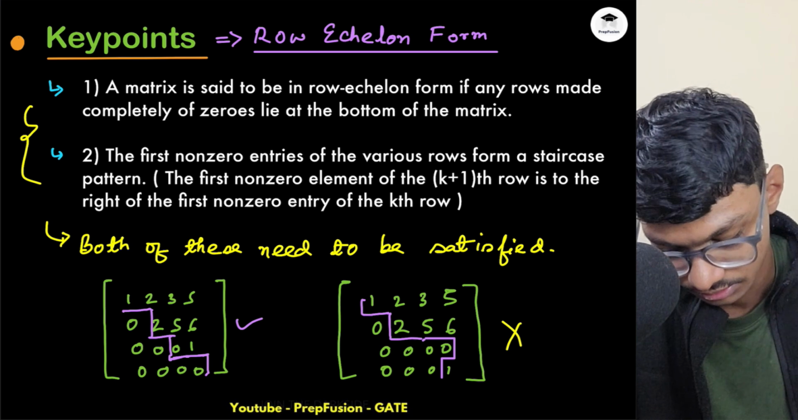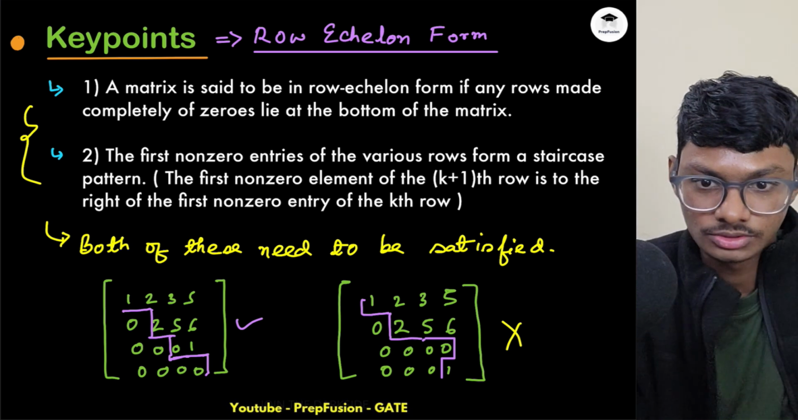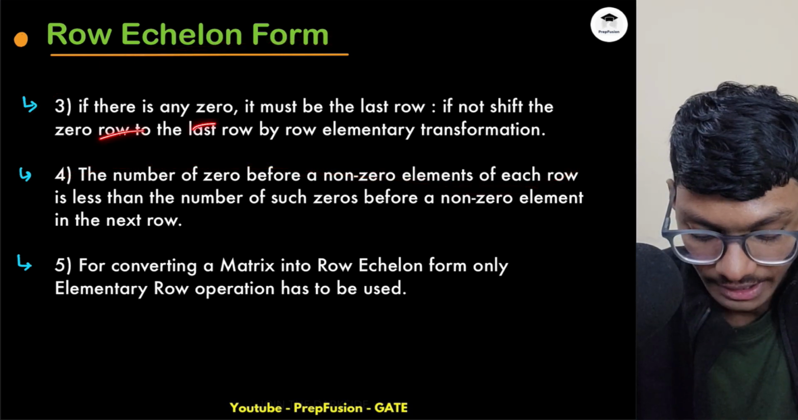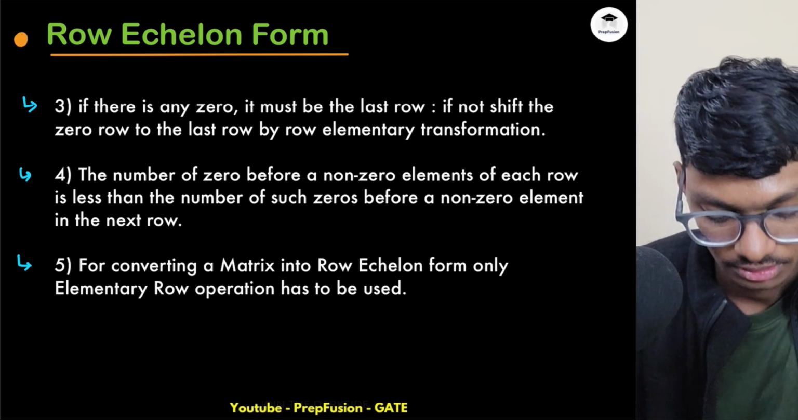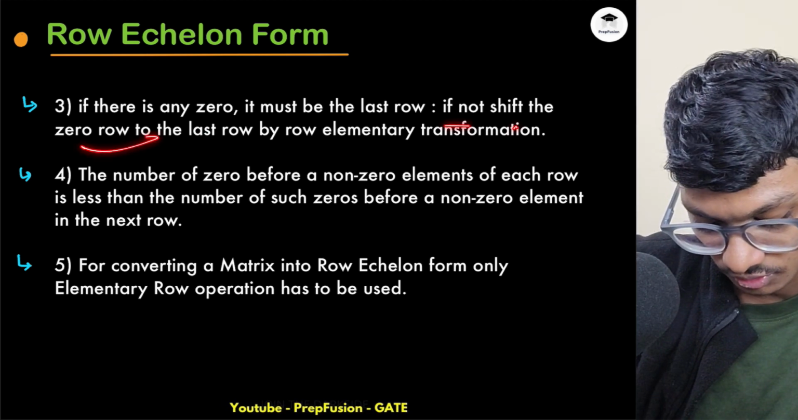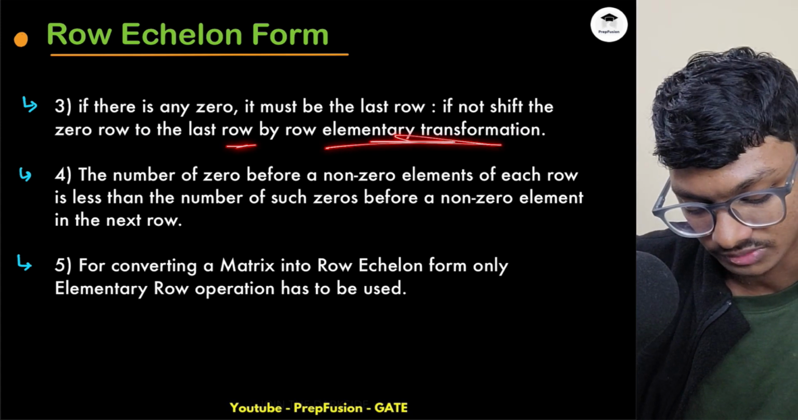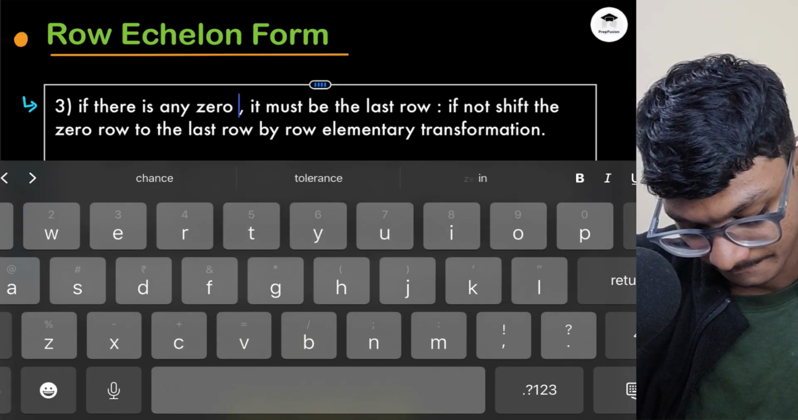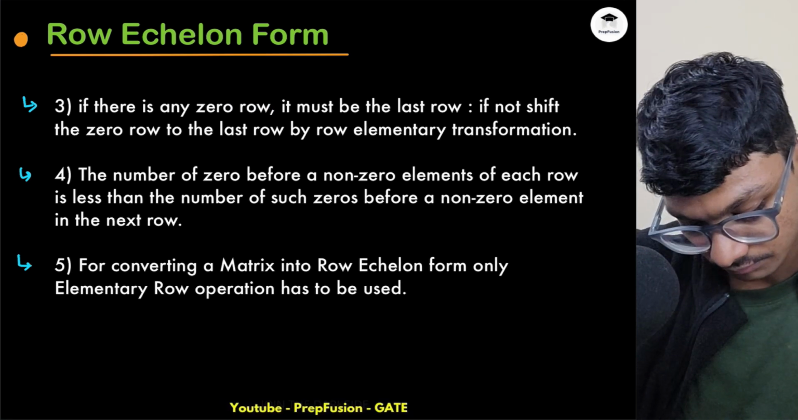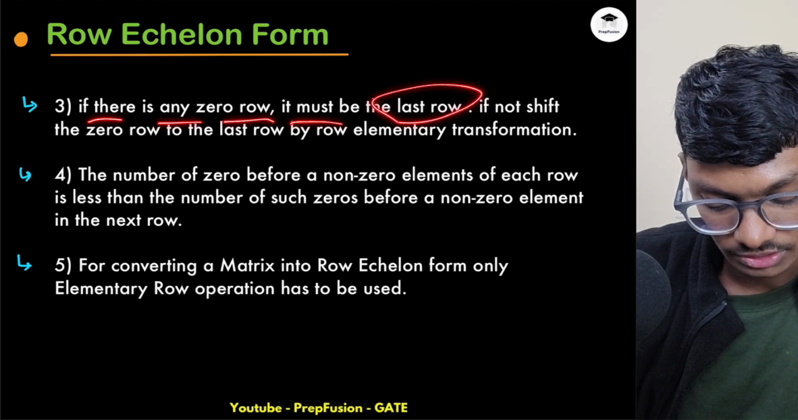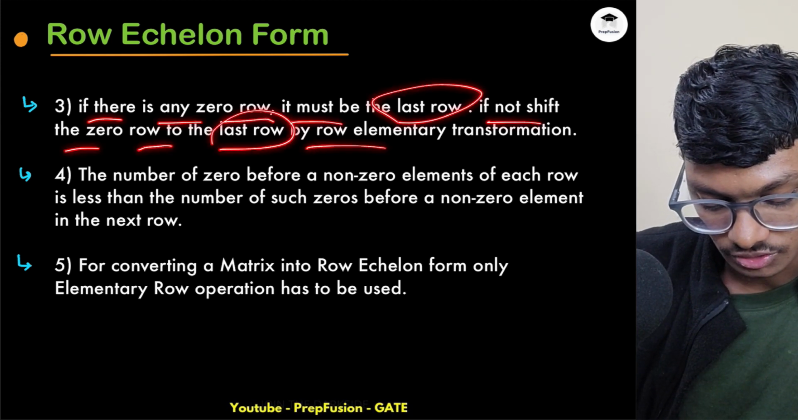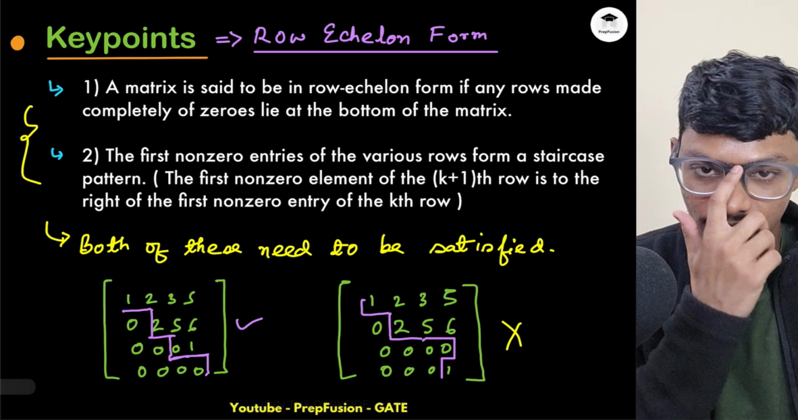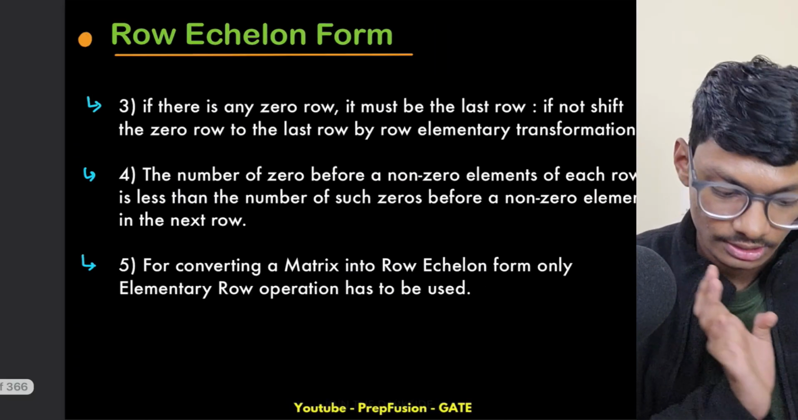Row echelon form: these conditions are there. If there is any zero row, it must be the last row. If not, shift the zero row to the last row by row elementary transformation. So this zero row, which is not the last row, will be shifted to the last row.